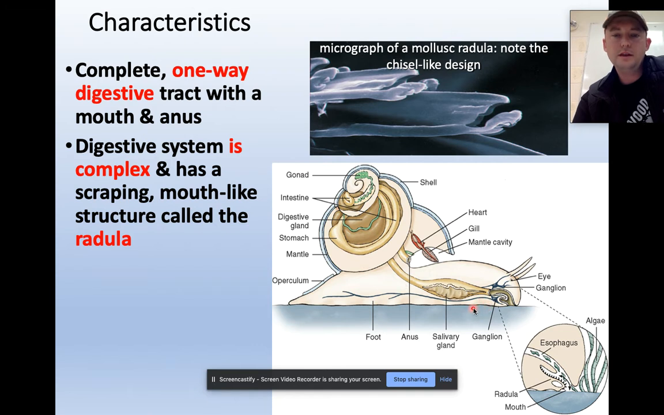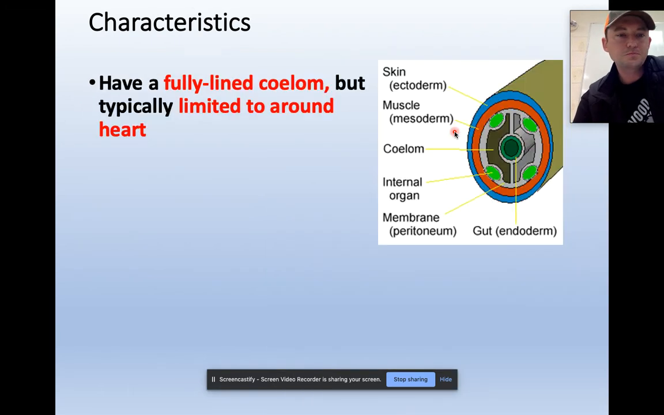Mollusks are unique in that most mollusks have what's known as a radula for a tongue. And notice here on this micrograph that a radula very closely resembles a woodworking chisel. If you've ever worked with a chisel or a wood lathe, it's the same concept. As they're feeding, this radula is going to essentially chisel or scrape off the organisms that they're trying to consume.